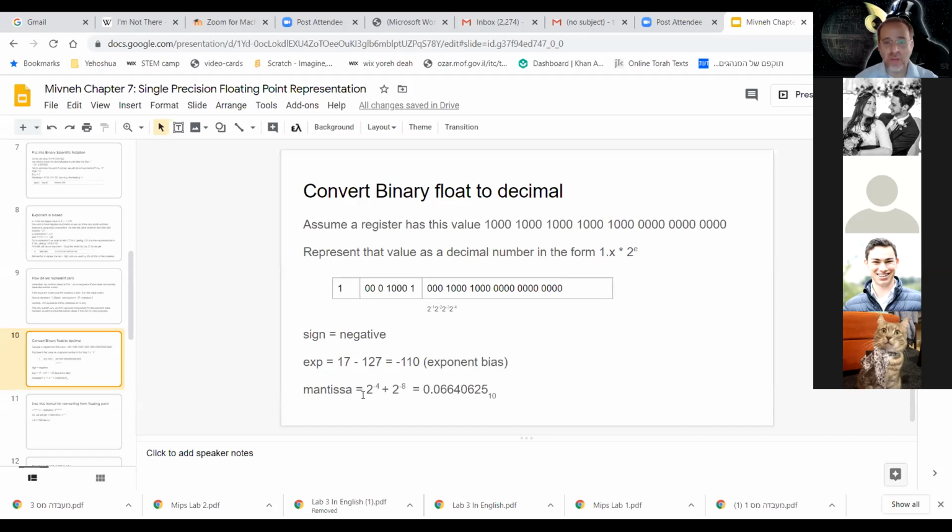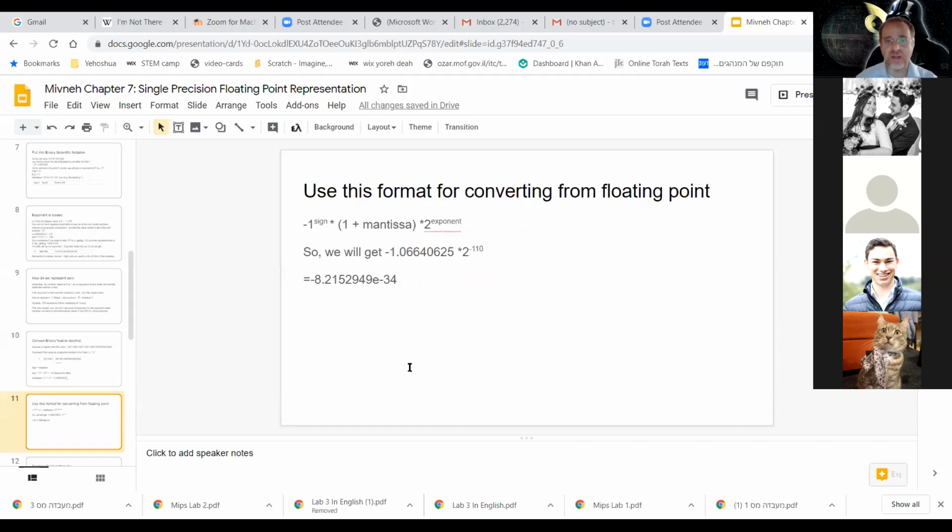I mean, there might be other ways to do it, but the way I would do it is with a calculator. 2 to the negative 4 plus 2 to the negative 8. I got this value, base 10. And I got an exponent of 100 minus 110. Now what? I'm not done yet.